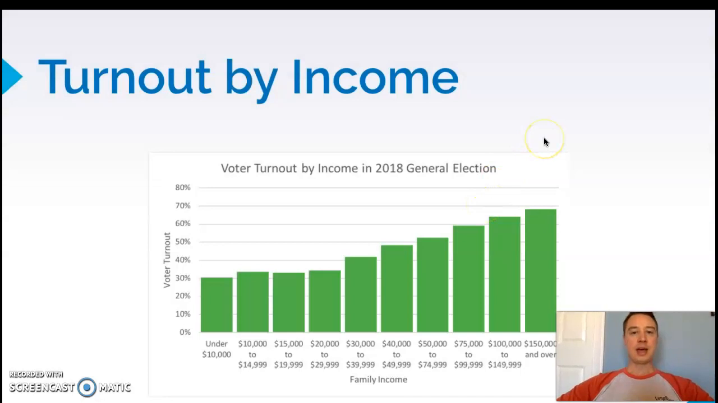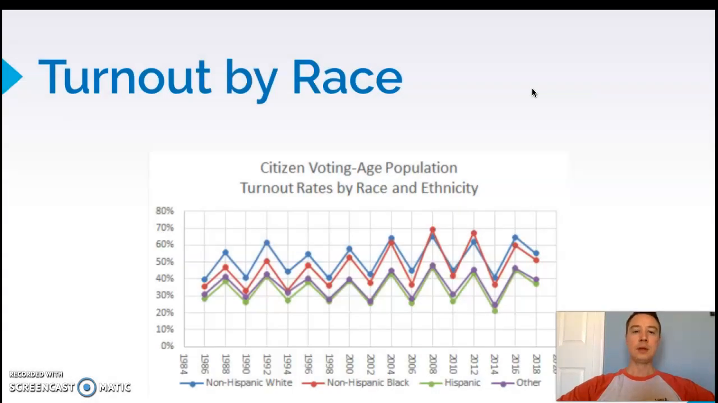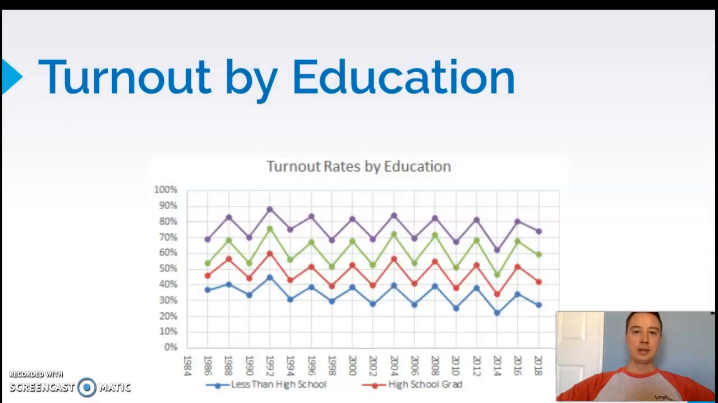Let's take a quick look at voter demographic turnout. Turnout by income: the more money you have, the more likely you are to show up and vote. You can obviously go through these at your own pace. The older you are, the more likely you are to show up and vote. Whites tend to vote at a higher rate than minority groups, and the more educated you are, the more likely you are to vote.